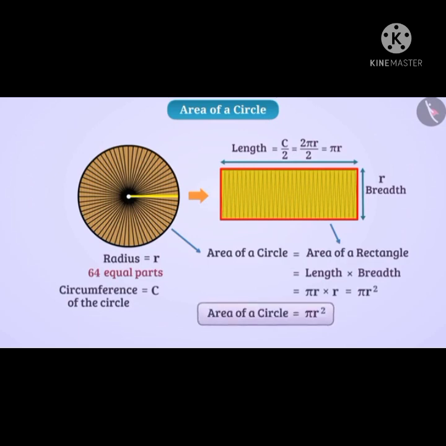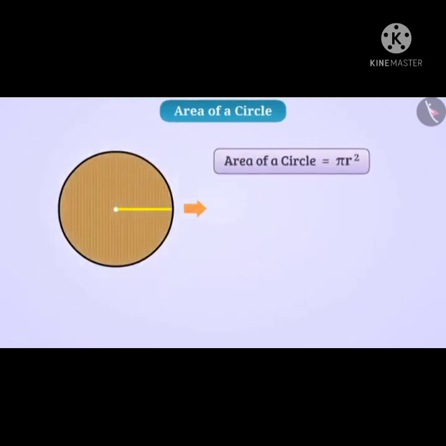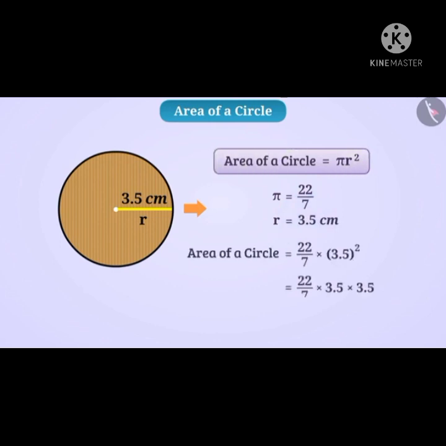From this formula, we can find the area of any circle. For example, by using this formula, we can find the area of a given circle whose radius is 3.5 centimeter. The value of pi is 22 by 7 and the value of r, that is the radius, is 3.5 centimeter. By putting these values in this formula, we will get the area of this circle as 38.5 square centimeter.